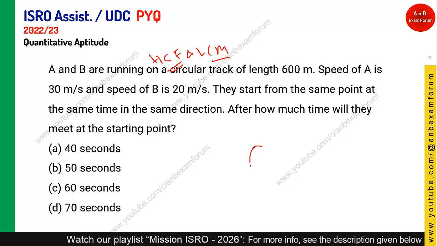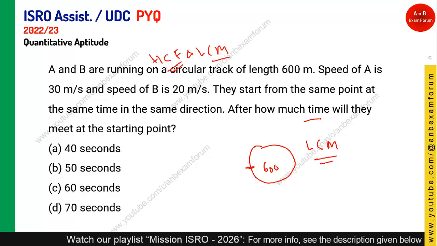Let us see. So there is a track. A and B started simultaneously in the same direction with the track of 600 meters. So this track length is 600 meter, and the speed of A is 30, speed of B is 20. So you need to calculate the time at which they will meet at the starting point. Whenever such question where the meeting should be happened, in that case we generally use the LCM.